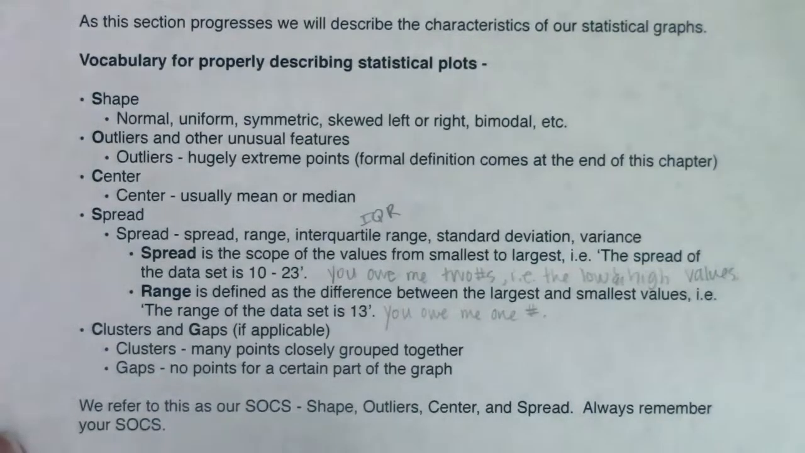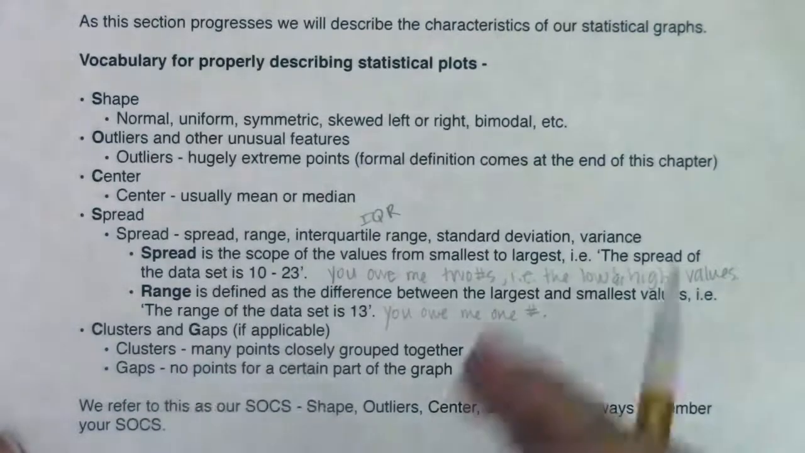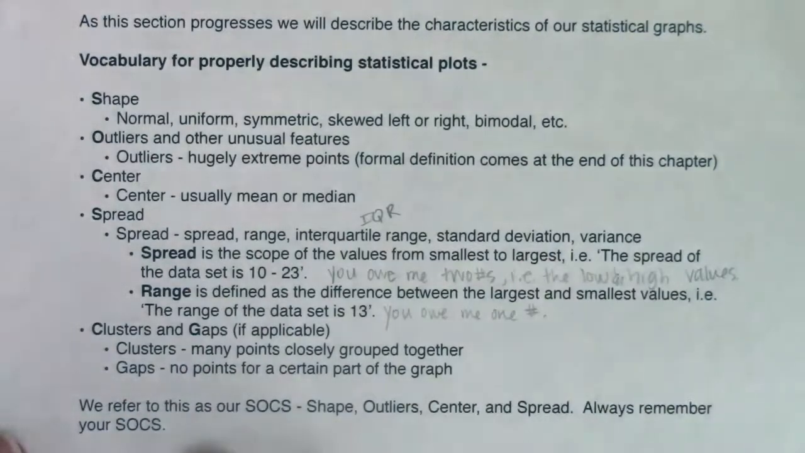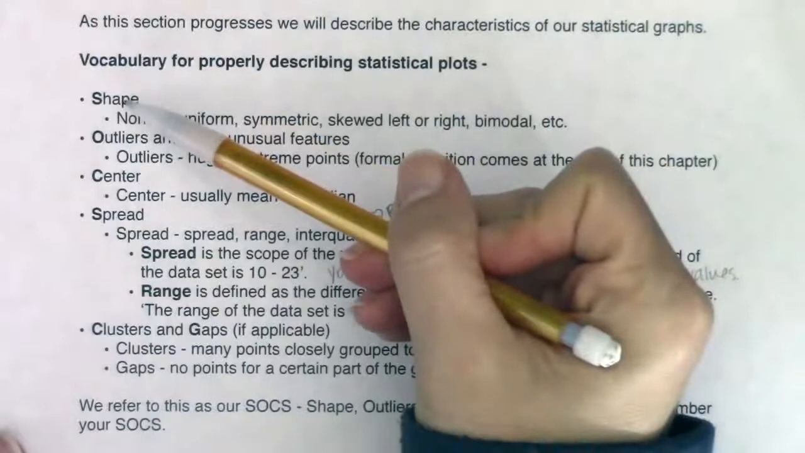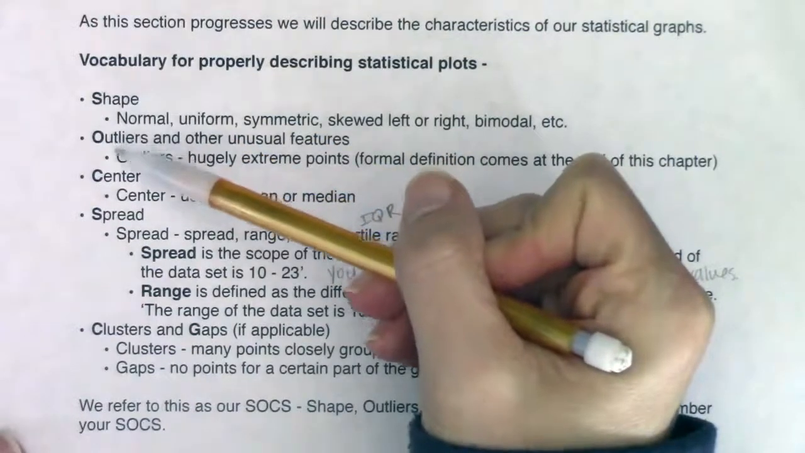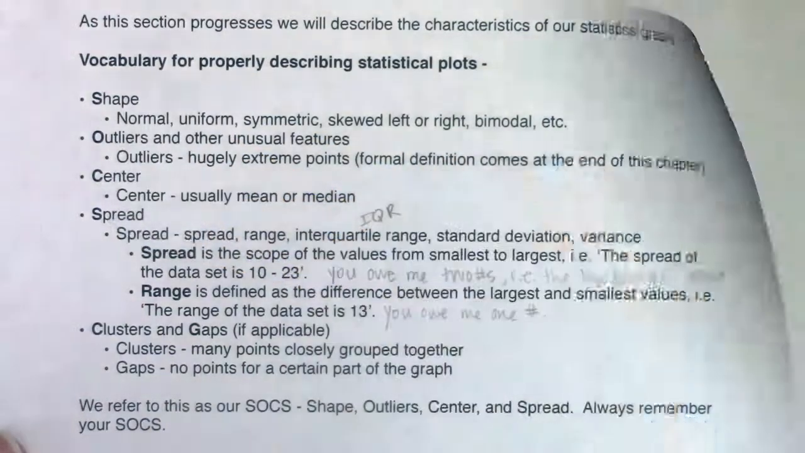So I will refer to this as our SOCKS: shape, outlier, center, and spread. And whenever you have a graph, whether it's a stem plot or a histogram or a box plot, you're going to have to give me your SOCKS. So I'm always going to want to see four sentences. And each of the four sentences should talk about shape or outliers or center or spread.